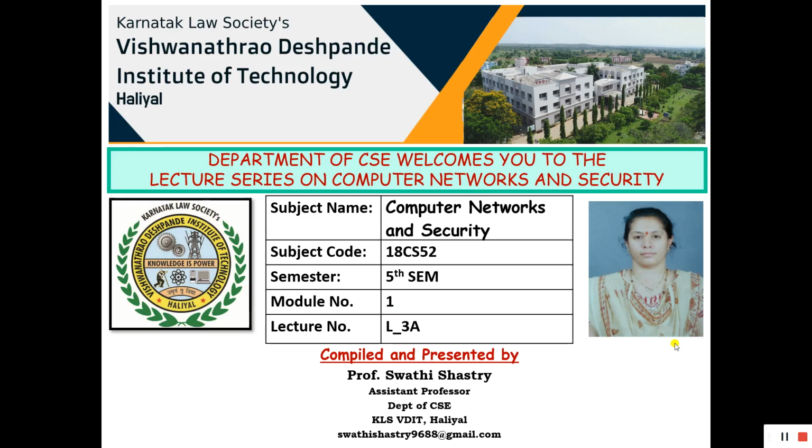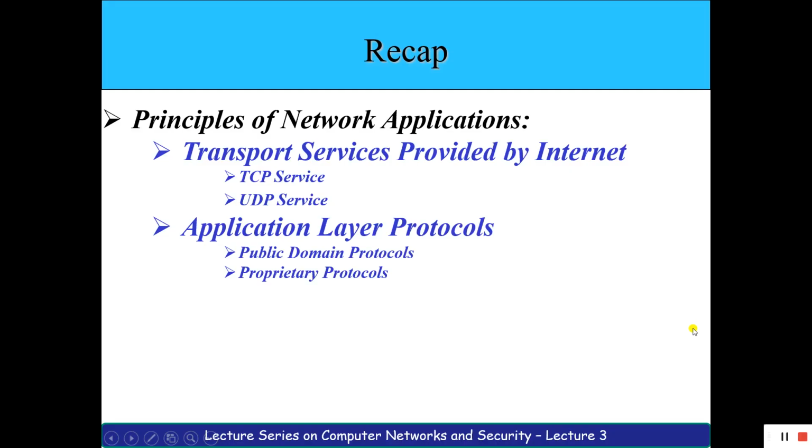Before going to today's lecture, let us have a recap of what we have learned in the previous class. In the previous class, we learned about certain principles of network applications, regarding the transport services that are provided by the internet. The internet has a large set of transport services, called TCP service as well as UDP service. We learned that TCP is a connection oriented protocol and UDP is a connection less protocol.